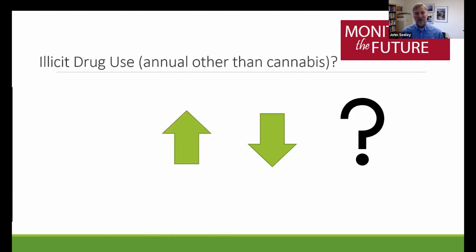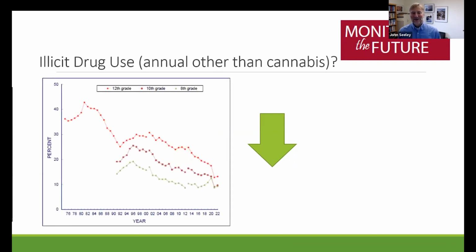And so let's look at it when we take out cannabis, because we know that cannabis has been legalized and is more frequently available now in many of the states. So illicit drug use other than cannabis, do you think that's going up or down? Okay, some up, some down. All right, let's take a look at this. Well, when you take out cannabis, the trend is actually going down. And again, we still see that dip right around the period of the pandemic.